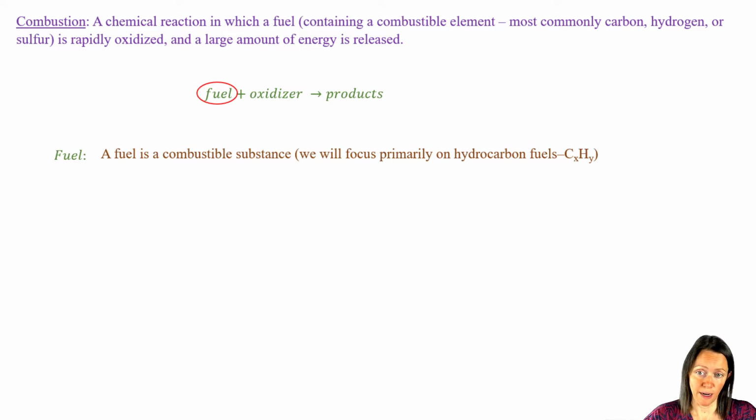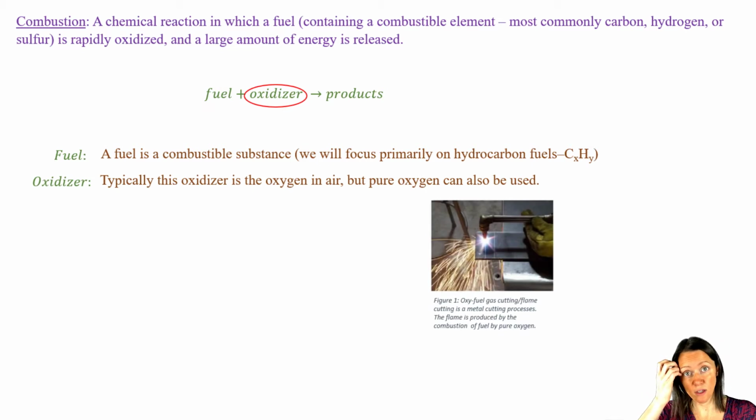So you've got the X and the Y here, those subscripts, those would just be replaced by numbers. So maybe you've got CH4, that would be methane, so you wouldn't have anything after the C, you'd have 4 after the H. The oxidizer, typically you use the oxygen in the thing that you have a whole bunch of, which is air. But you can use pure oxygen, for example, in welding, that's what they use. But in most combustion reactions that you'll come in contact with, you're using oxygen within the air.